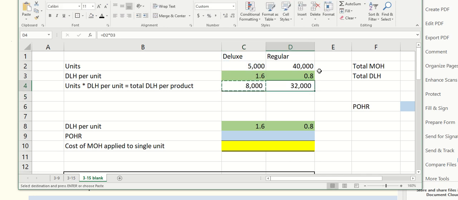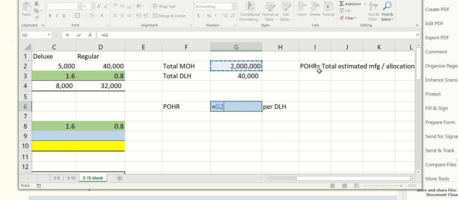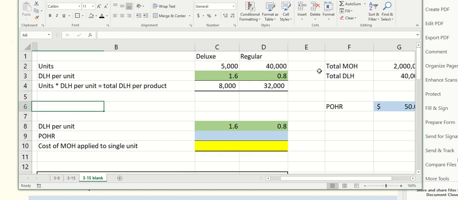So they're going to need 8,000 hours to produce 5,000 deluxe products and 32,000 hours to produce 40,000 regular products. Remember, our allocation base needs to be a total for the whole factory. Since they only have those two products, we can sum up the 8,000 and the 32,000 to get total direct labor hours. Now we will calculate our predetermined overhead rate: total dollar amount divided by hours. It's $50 per direct labor hour. Every single hour they use will cost them $50 as they're making the products.